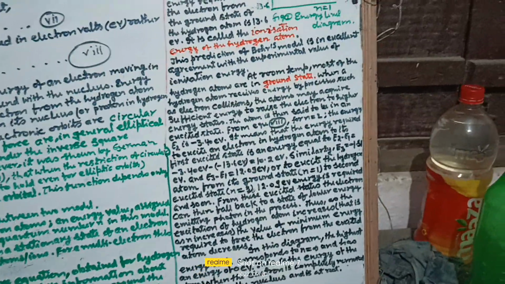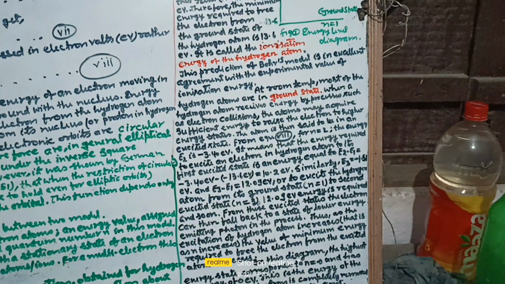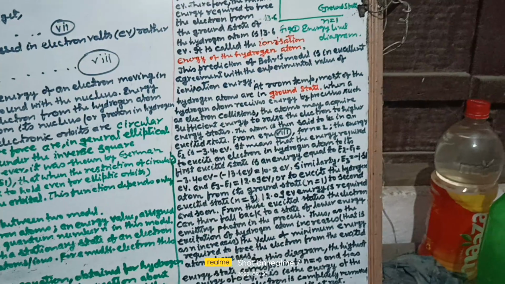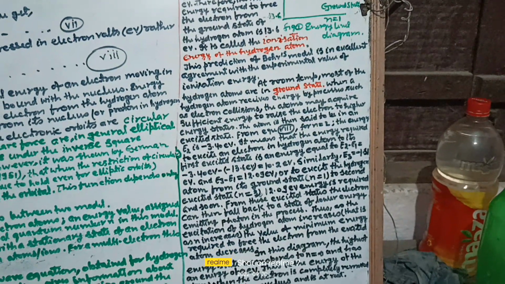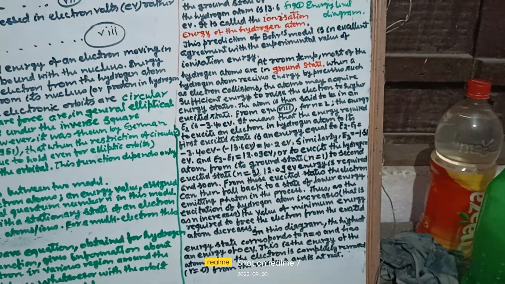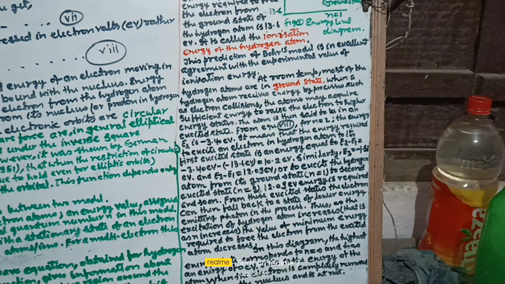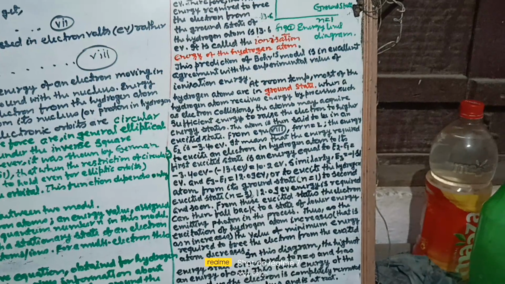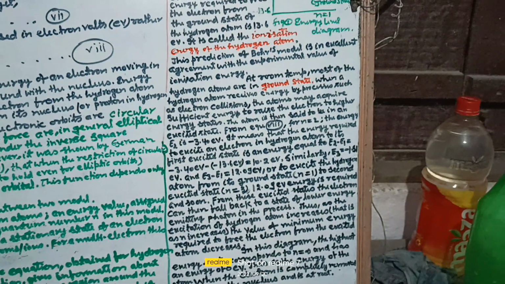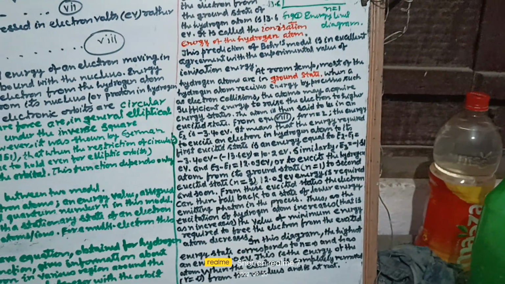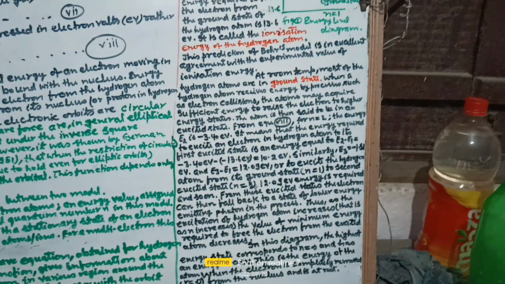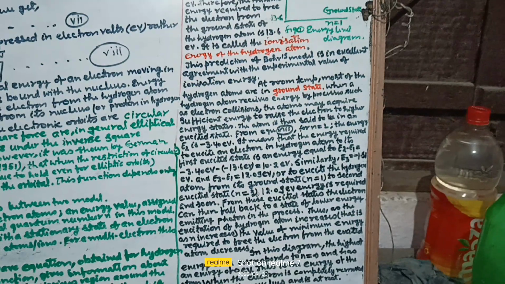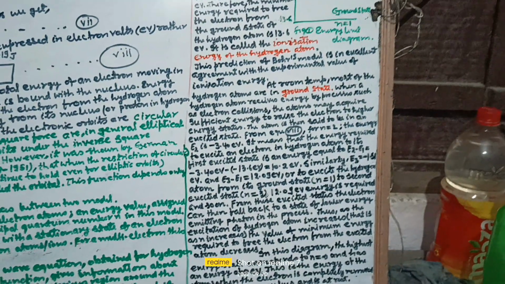From these excited states, the electron can then fall back to a state of lower energy, emitting a photon in the process. Thus, as the excitation of hydrogen atom increases, that is, as n increases, the value of minimum energy required to free the electron from the excited atom decreases.